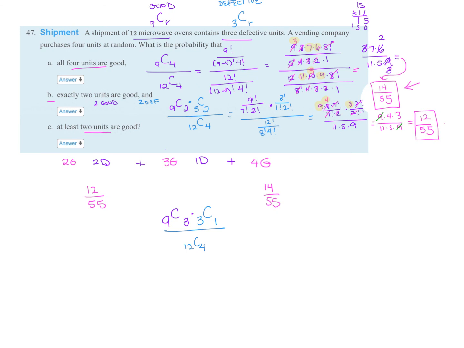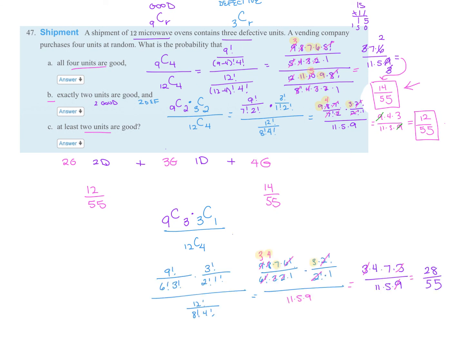So I'll pause the video. Doing the work for 9 choose 3 times 3 choose 1 over 12 choose 4, I find that to be 28 over 55. So that's the probability of 3 good and 1 defective. Now we're going to add it all together. That gives us 54 out of 55. So there's a pretty high chance that they'll have at least 2 good units. So 54 out of 55.